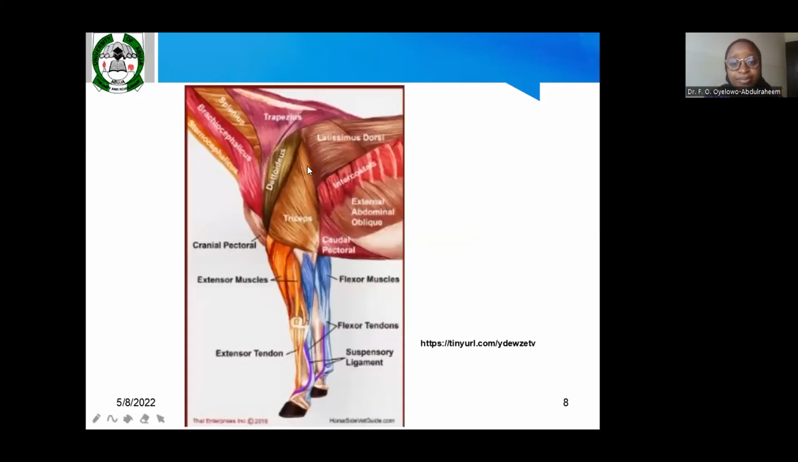Taking a look at this diagram, this is the myology of the equine species. Some of the muscles located here are part of the dorsal group of synsarcotic muscles. As you can see here, you have trapezius, latissimus dorsi, and brachiocephalicus. These 3 muscles attach the forelimb to the trunk, while these 2, cranial pectoral and caudal pectoral, are the ventral group of muscles, and they attach the forelimb to the trunk ventrally.